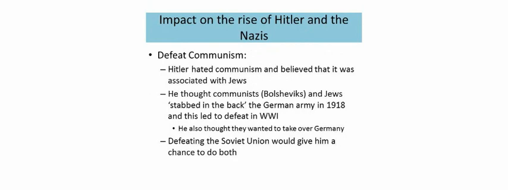He also thought that they wanted to take over Germany and that Germany was at risk of falling into the hands of the communists, just like Russia had in 1917. He believed, also in his ideology, that by expanding east, getting Lebensraum, he would be able to defeat both the Jews, who were at this time mostly living in the east, and the communists in one final swoop.